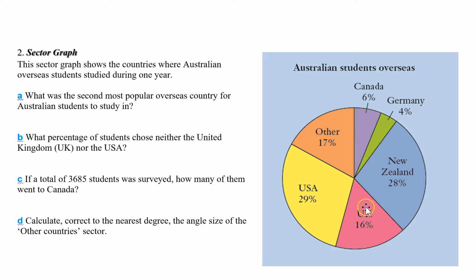These percentages will add to 100%, obviously, because we've covered all the sectors in the circle. The other important thing about a sector, and I'm sure you know this, is that the angles at the centre all add up to 360 degrees. So if we were wondering what size this angle was for the UK, we'd be working out 16% of 360 degrees, and we would do that calculation and we'd work out the size of the angle needed for the UK.